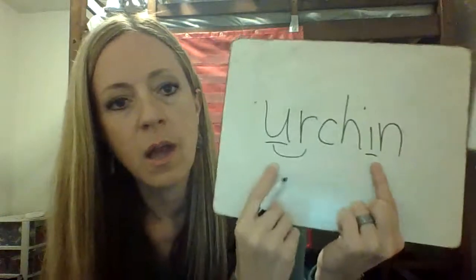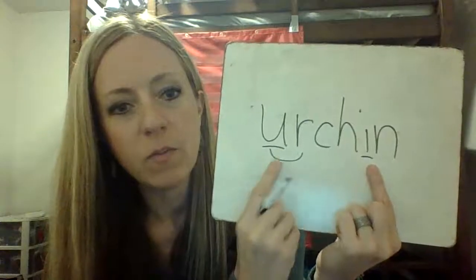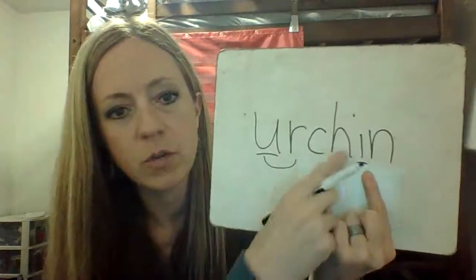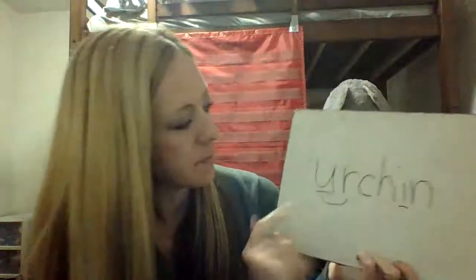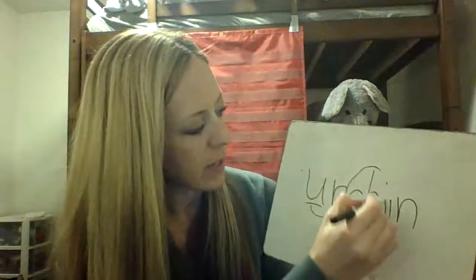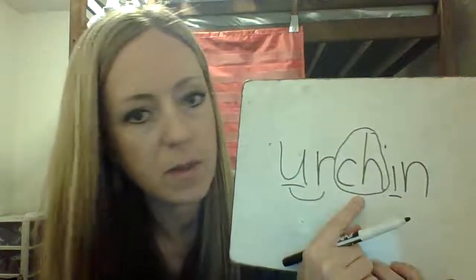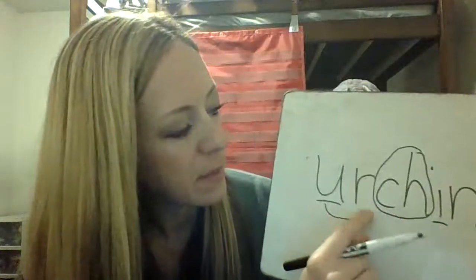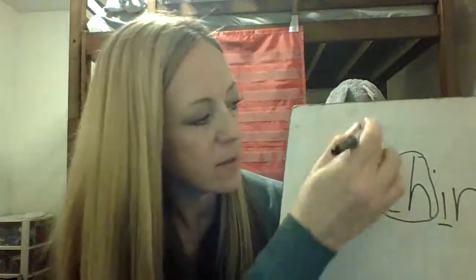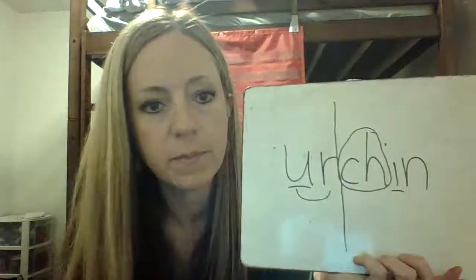So, any that need to stay together though, since 1, 2, 3. Yes. CH is a digraph that we can't split up. Two letters that make one sound. Ch. So don't split those up. Okay? So that means it'll just go after this first vowel sound, like so. Okay?